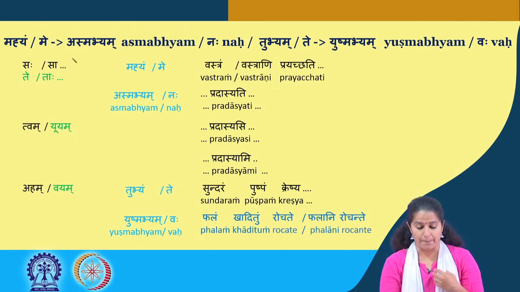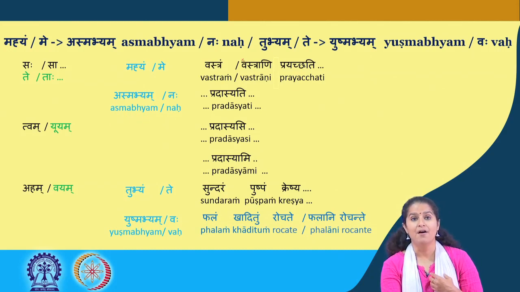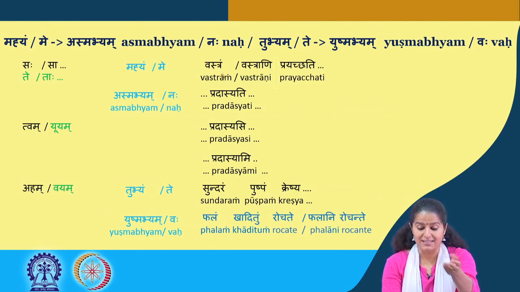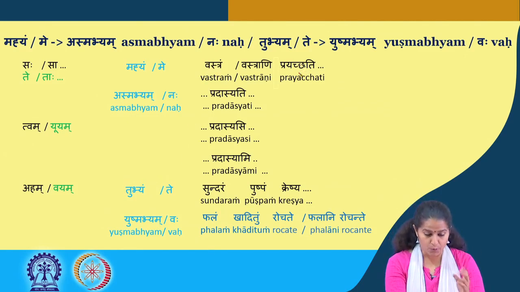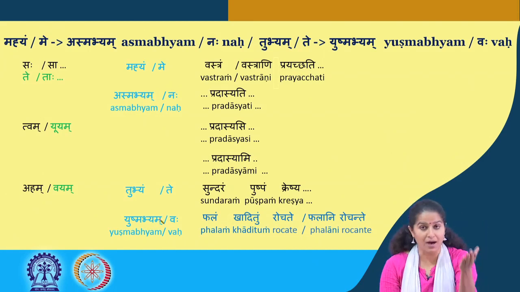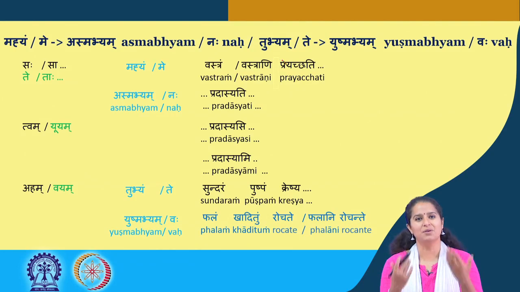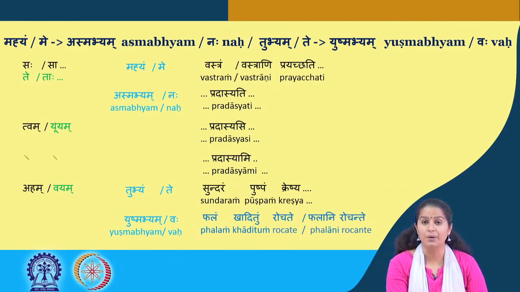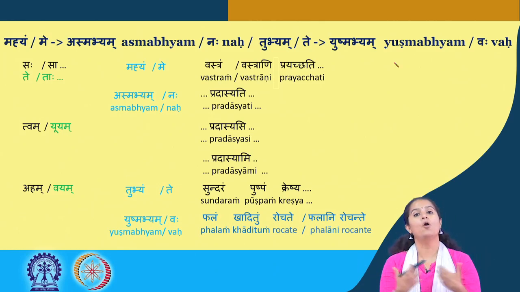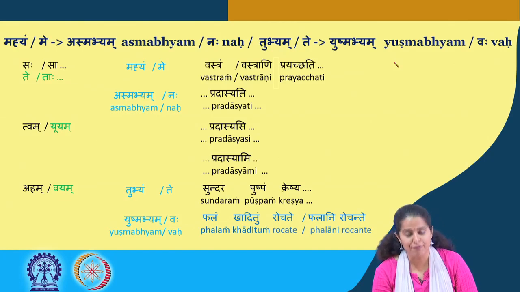Saha asmabhyam vastram or vastrani prayachati. Next, saha tubhyam, to you, or te vastram prayachati, in the plural, saha yushmabhyam or vaha vastram or vastrani prayachati. Uttamam, so gives it to you. Then you can change the person who is doing the action, either tvam or yuyam, and then aham or vayam, and you can fill that up here.